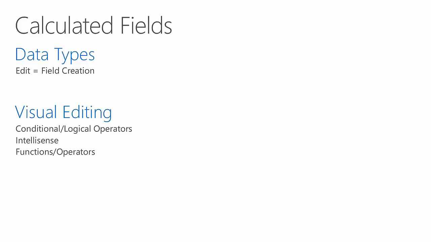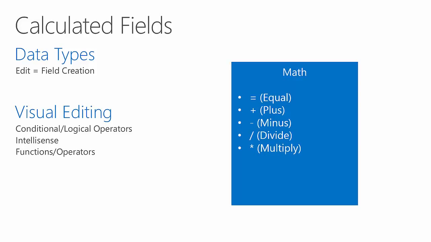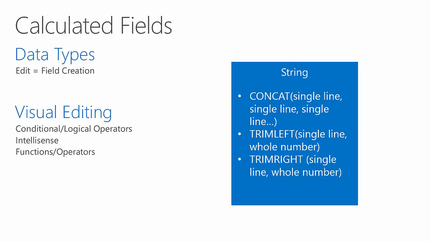When setting the value of a calculated field, you have the ability to choose different functions or operators that allow the data to be modified in certain ways. We'll quickly cover the different functions and operators available based on data types. The math operators are typical math operators, so we won't really go into them here. The string functions are concat, trim left, trim right.